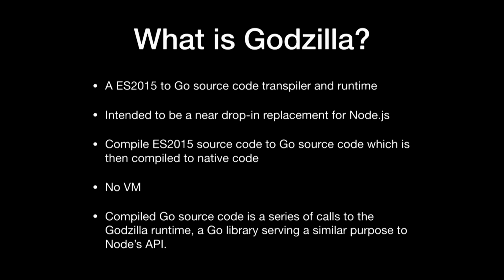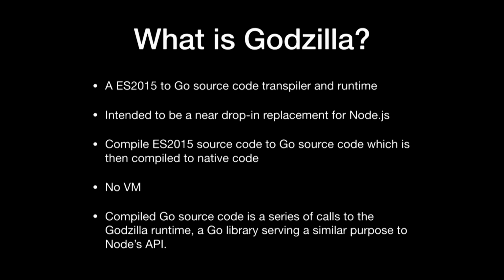So what exactly is it? It is an ES2015 to Go source code transpiler and runtime, and it is intended to be a near drop-in replacement for Node.js. It can compile ES2015 source code to Go source code, which is then compiled to native code using Go build, or Go run if you want to run it.